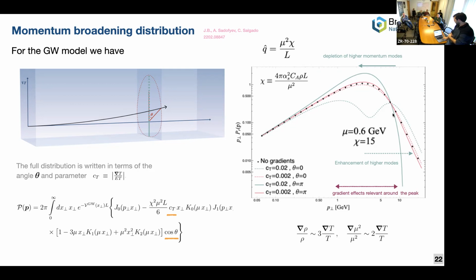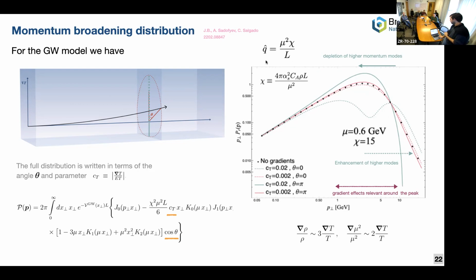And of course, if you go against the direction of the gradients, you deplete the high momentum region and you populate lower momentum nodes. And all of these effects are controlled by this chi, which is the medium opacity. So essentially it tells you how many scatterings on average the particle will suffer in the medium. So in this case, it's 15.